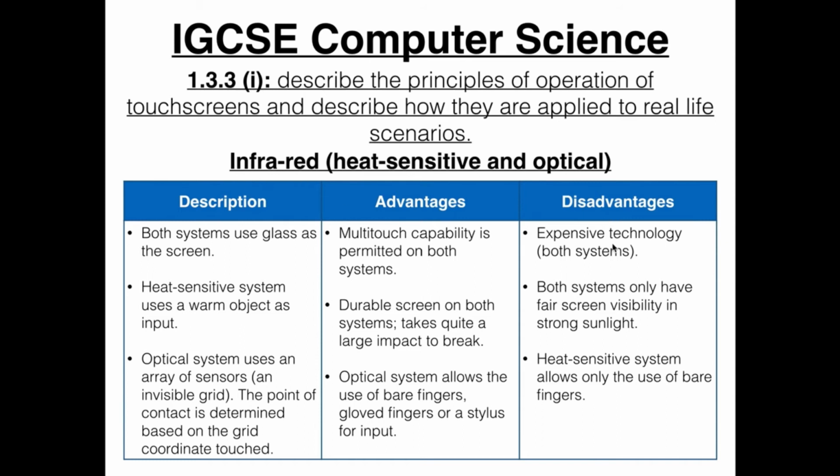But infrared is quite expensive, and they only have fair screen visibility in strong sunlight, so it's kind of annoying. And the heat-sensitive system allows only the use of bare fingers. Now, there's also one other thing. With the heat-sensitive system, if you're using a heat-sensitive device in cold weather, your fingers are cold, then it's not going to work if you try to touch your screen. So that's why heat-sensitive systems aren't really common.